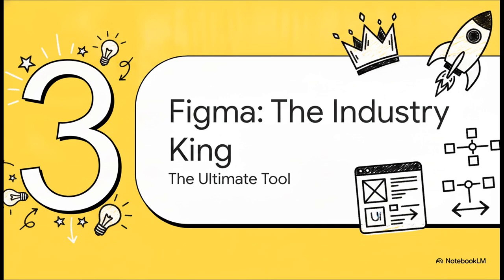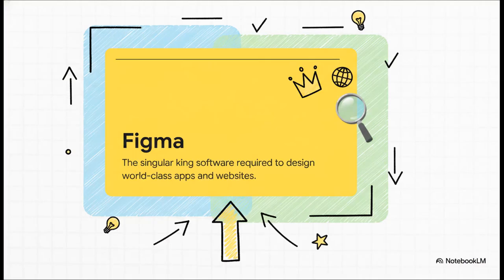Section 3, Figma, the industry king. Okay, so by second 17, the viewer knows what the skill is, right? And they know why they want it. Now, the script pivots to the vehicle that's going to get them there. It elevates one specific tool as the ultimate indisputable solution. It doesn't give them 3 or 4 software options to pick from. Doing that would just cause decision fatigue.